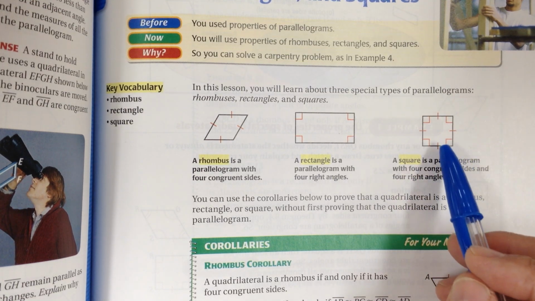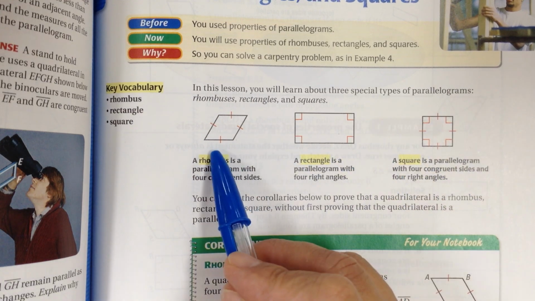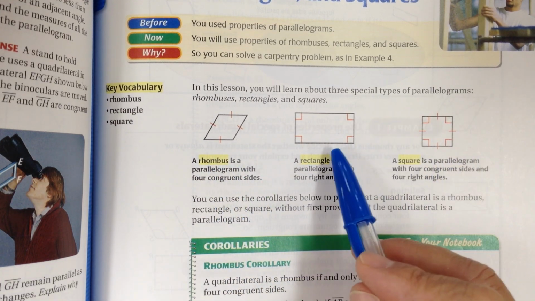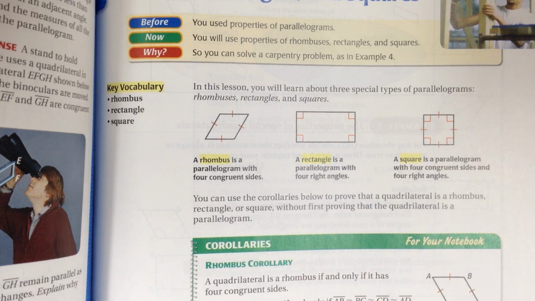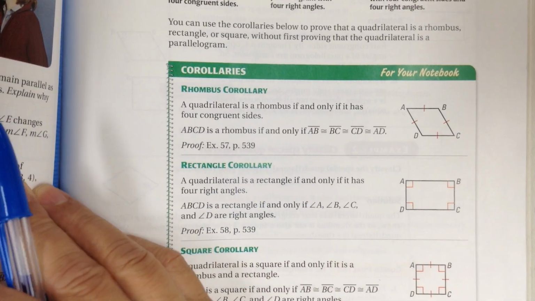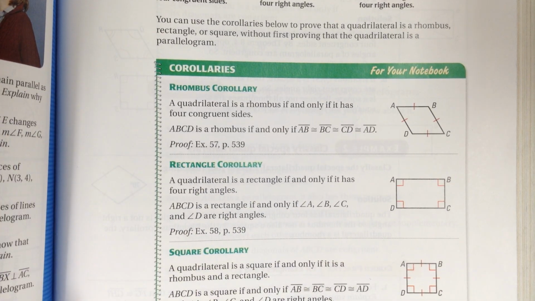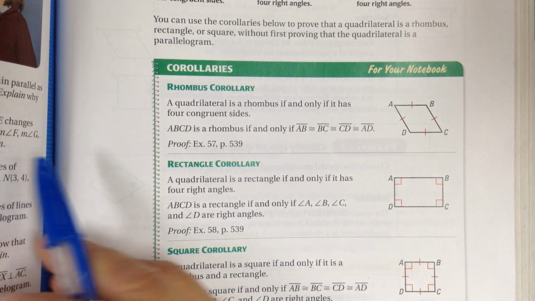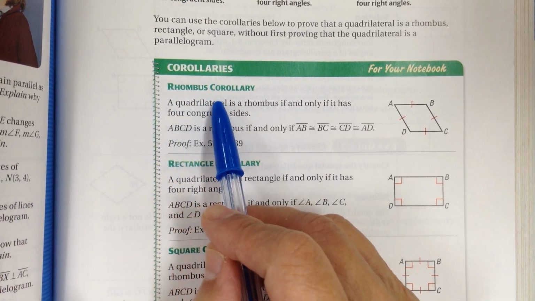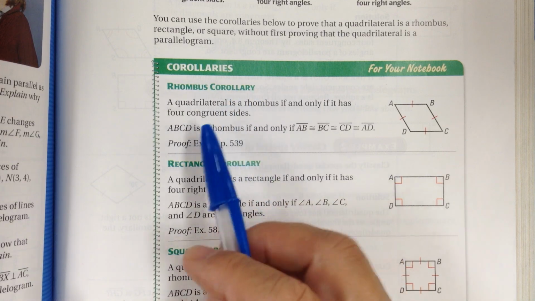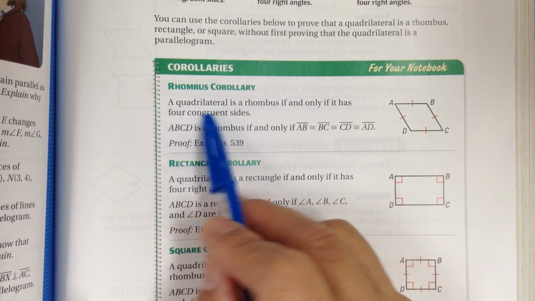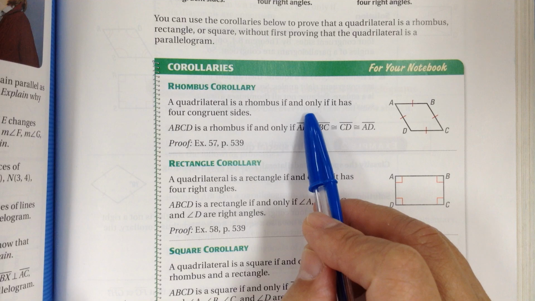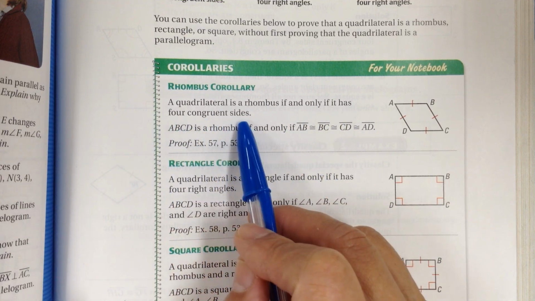So a square is a special rhombus. A square is also a special rectangle. Now here are some corollaries about the properties of each one of those special parallelograms. Rhombus corollary: a quadrilateral is a rhombus if and only if it has four congruent sides.